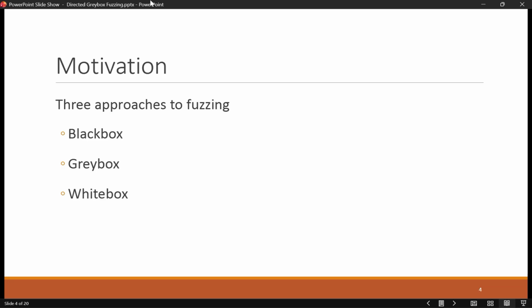There are three main approaches to fuzzing. The first one is one that we're not really going to talk about, and that's black box fuzzing, which is essentially just throwing inputs at a target and looking at the output and not really doing anything based on that. But the other two approaches that we will be talking about are gray box fuzzing and white box fuzzing.